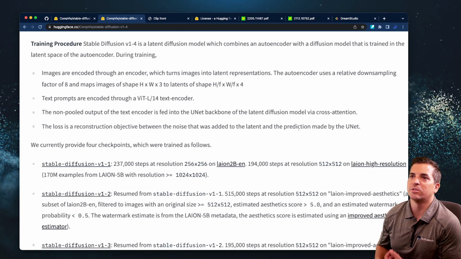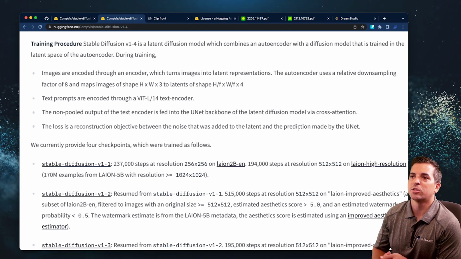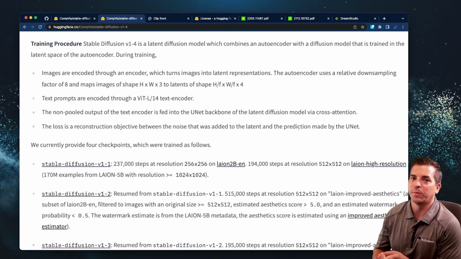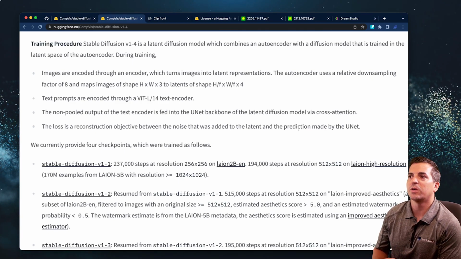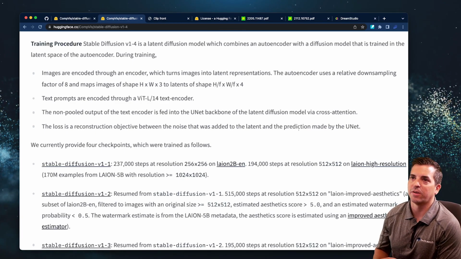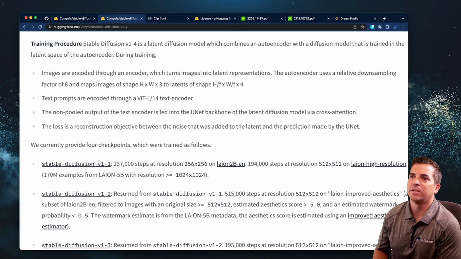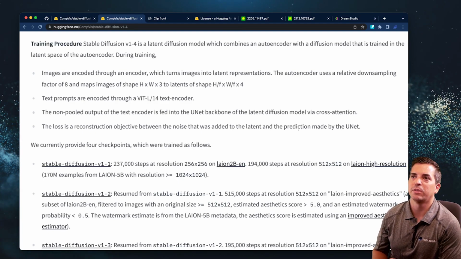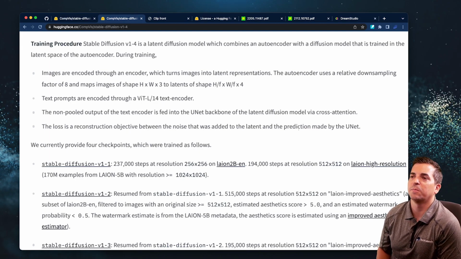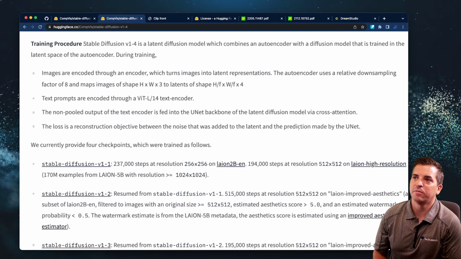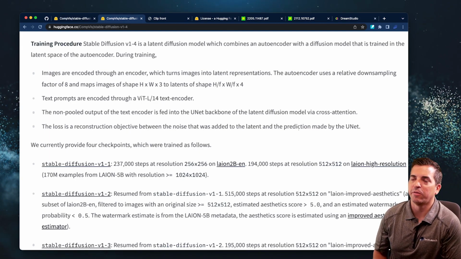During training, images are encoded through an encoder, which turns images into latent representations. The autoencoder uses a relative downsampling factor of 8 and maps images of shape height by width by 3 to latents of shape height over f by width over f by 4.